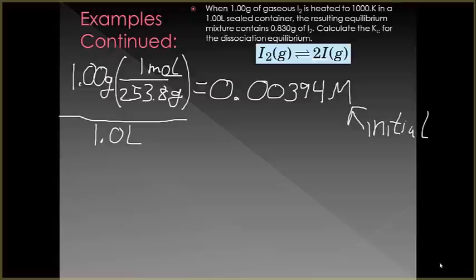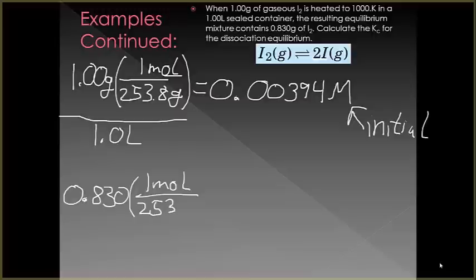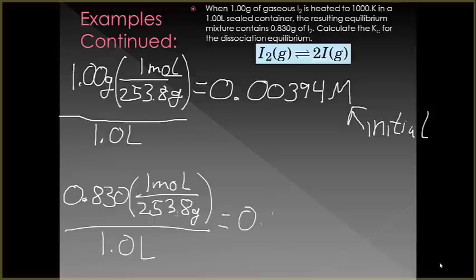We also know how much we have at the end. So we'll do the same thing. And again, divide by 1 liter. And that's our final. Now from here, we can go ahead and we're going to make an ice chart.